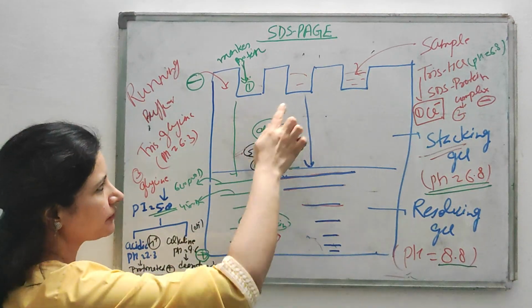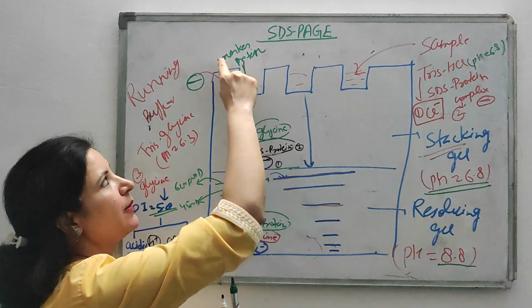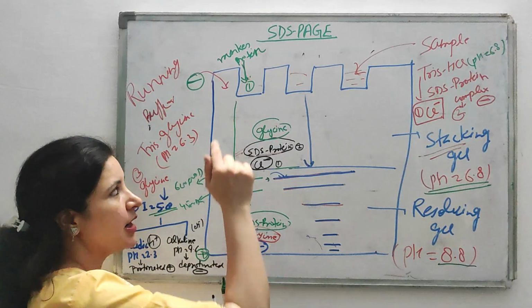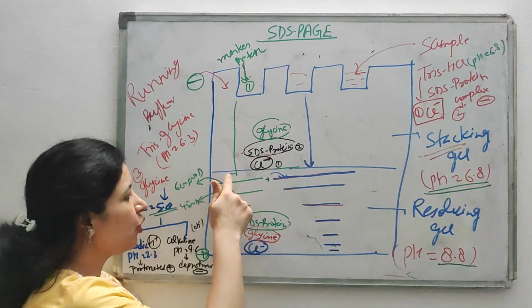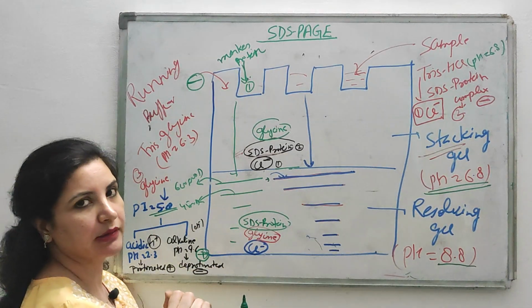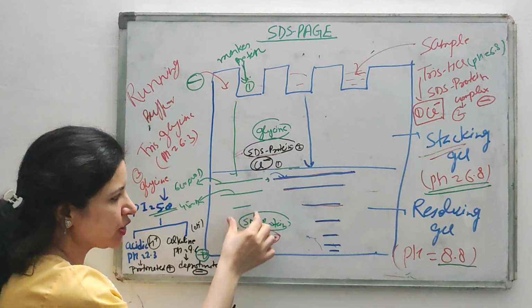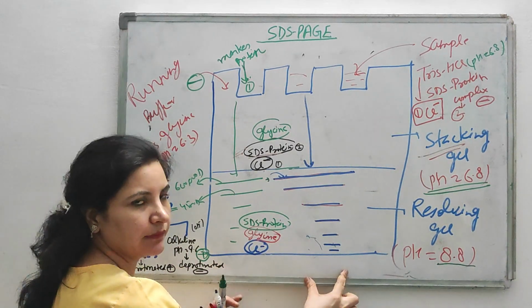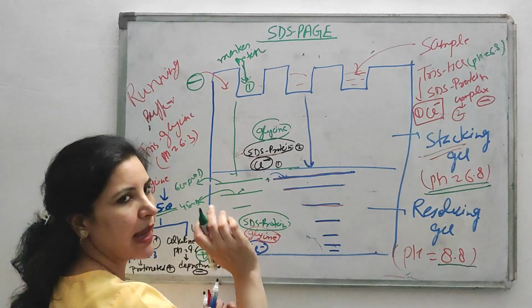Again, I hope you understand this phenomenon. In the first well you put your marker protein. Why is it known as a marker? Because you know the molecular weight of this protein. You know very well the molecular weight of these protein bands, and they are also separated along with your sample protein. This green one is your marker, and this is your sample.